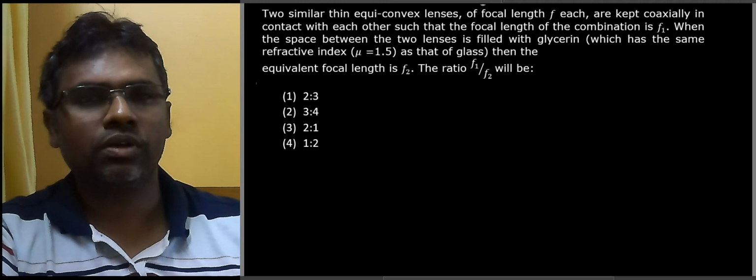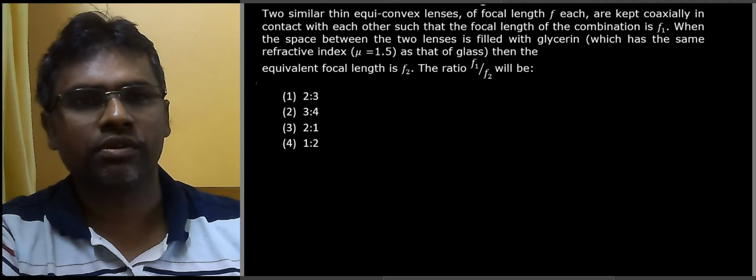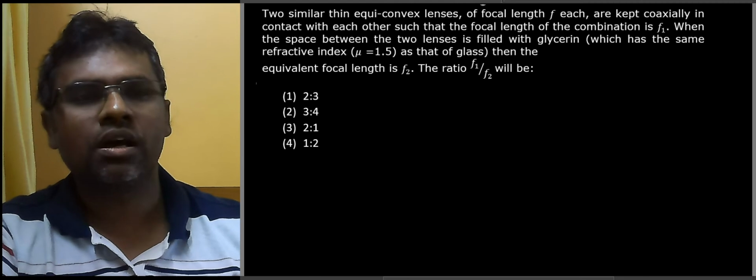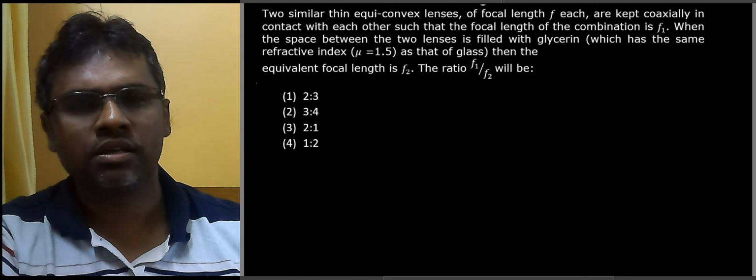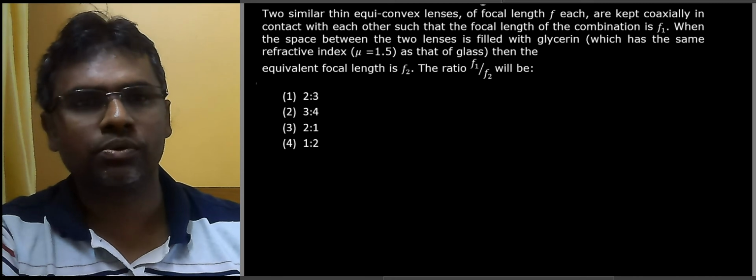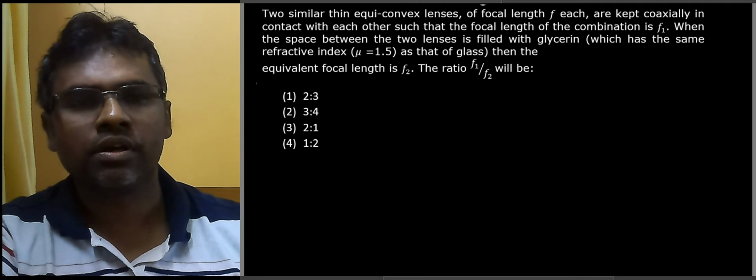In this problem, two equiconvex lenses of focal length f each are kept coaxially in contact with each other. Coaxially means these lenses share a common axis. Now, for this system of two lenses, the equivalent focal length is f1.